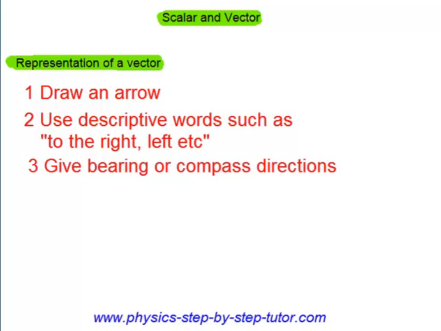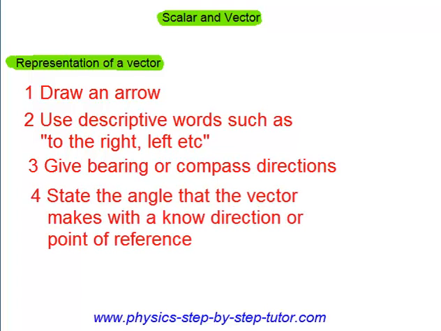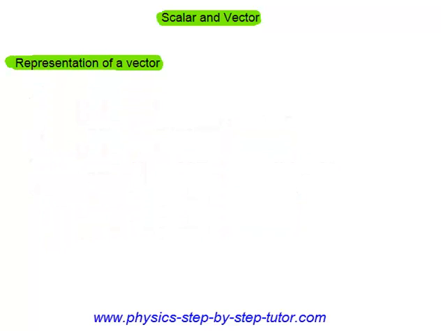Another popular method in physics is to state the angle that the vector makes with a certain reference line. For example, you could say the force is acting at an angle of 20 degrees anti-clockwise from the horizontal. And this is the method that I'm going to use in the examples that I will give. I will state the angle that the vector makes with a given reference frame. We will see this when we come to it.